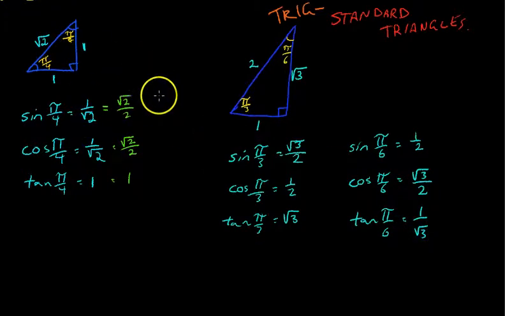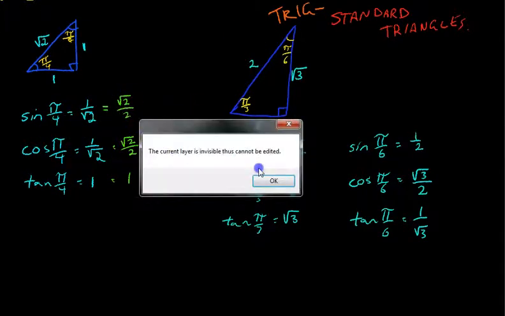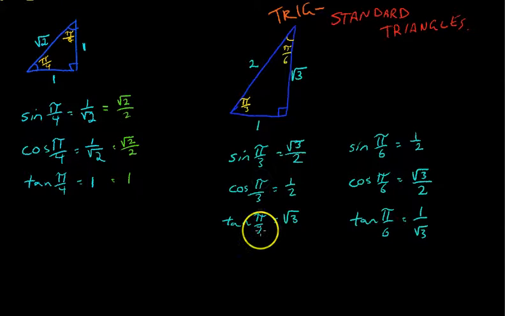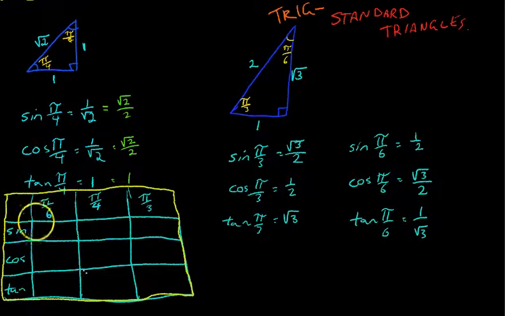Now, if you have trouble with your standard triangles, but you still want to know all of these values or still have a way to remember all of these values, what I would suggest is creating a table like this. Sine, cos, tan, and then pi on 6, pi on 4, pi on 3. That's 30 degrees, 45 degrees, 60 degrees. Very, very simple way to remember it.